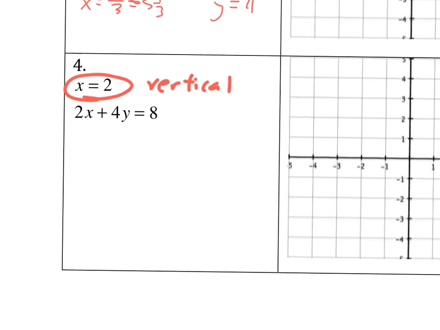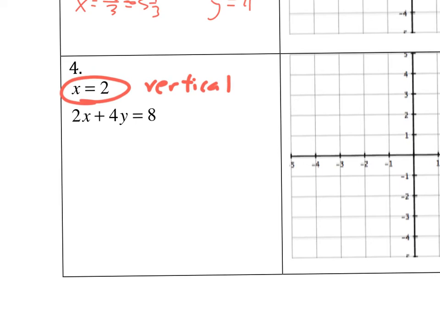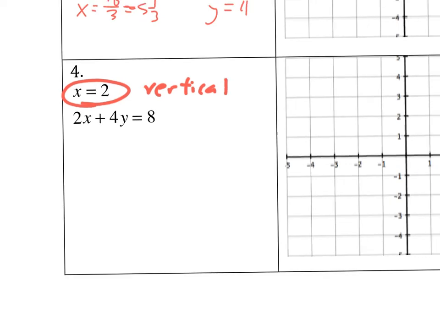Now this one, again, pick your poison. If you want to go slope-intercept form, then do that. If you want to just go ahead and find the two intercepts and graph those, then do that. I'll leave it up to you. Go. All right, so now that you've done this, let's go ahead and work through it.